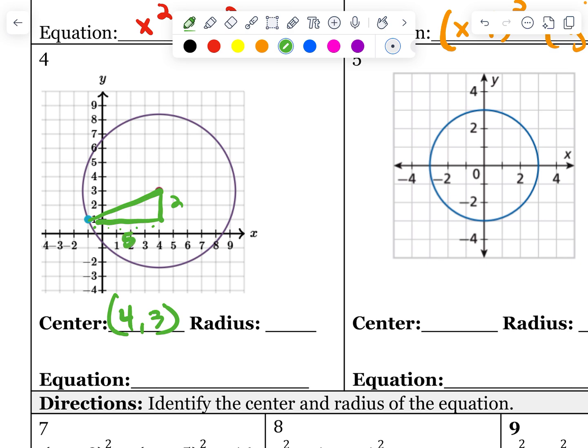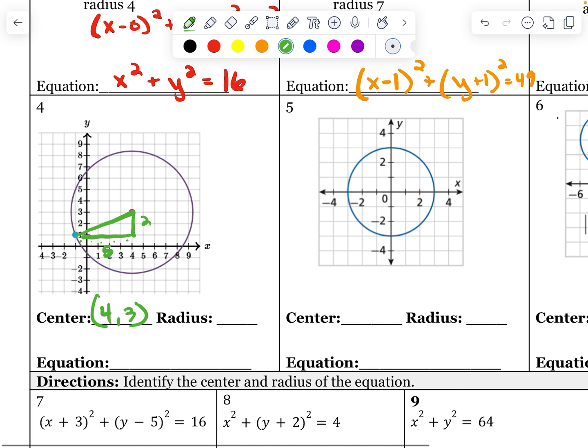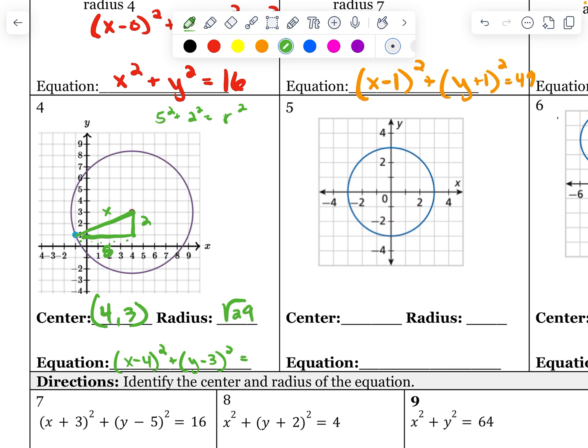So, got to use Pythag to find my radius. That's a circumference. 5 squared plus 2 squared equals my radius squared. So 25 plus 4, square root of 29. I'm just going to leave it as square root of 29 for now because I know the equation is going to end up being (x minus 4) squared plus (y minus 3) squared equals root 29 squared, which is 29.